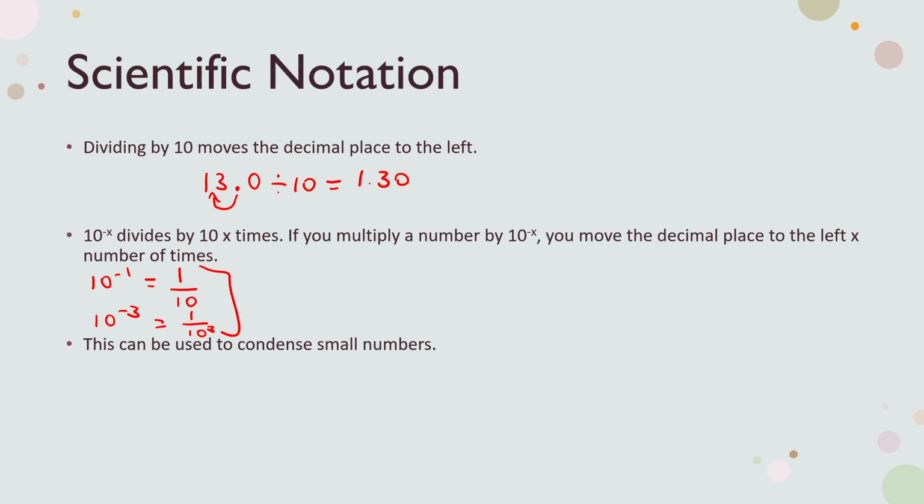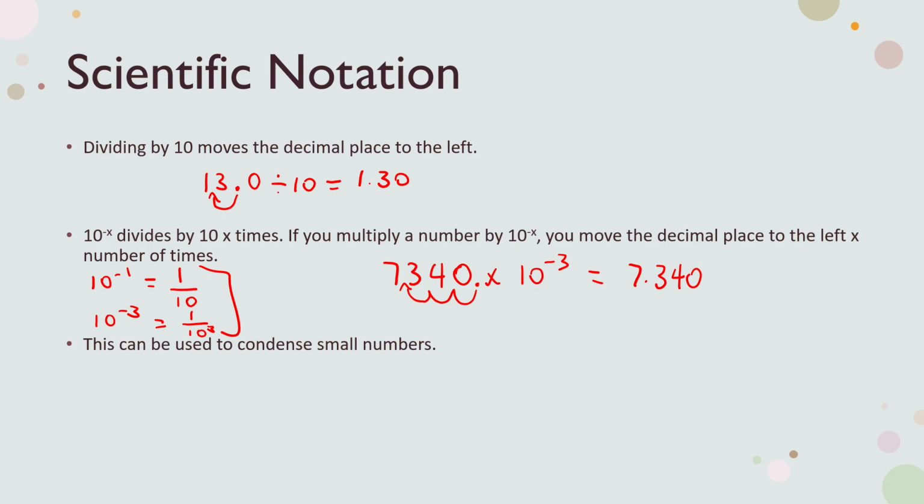So if we multiply something by 10 to the negative 1, then that means that we're dividing by 10. If we're multiplying something by 10 to the negative 3, it means that we're dividing by 10 3 times over. So as an example, if I had 7,340 and I wanted to multiply it by 10 to the negative 3, I'd move my decimal place over 1, 2, 3 times, and the value of that number would be 7.340.